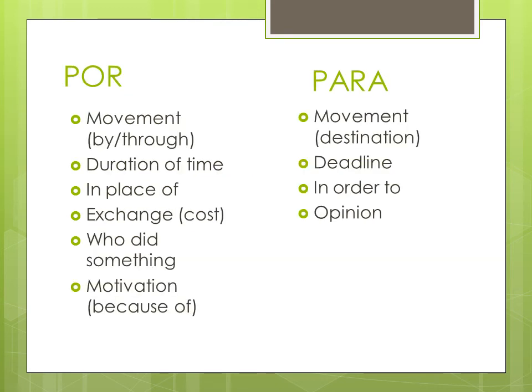Here, generally, we have a list of things that por and para are used for. Por, movement, by and through, whereas para is movement as in a destination, where I talked about driving on the 315 to Delaware. Por la carretera para llegar a Delaware. Por a duration of time, the homework took 3 hours. Yo trabajé en la tarea por 3 horas.